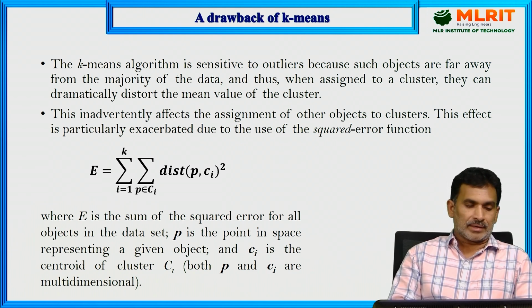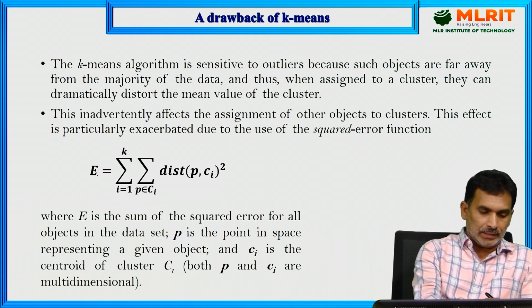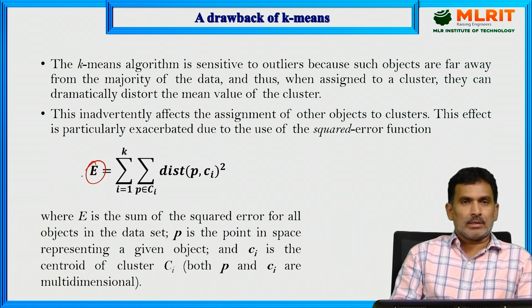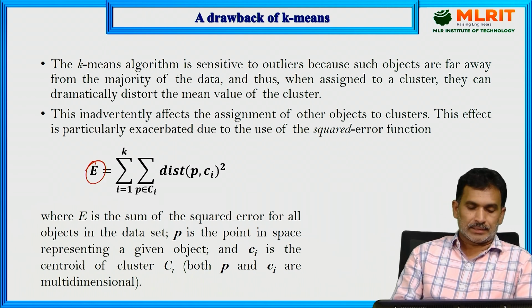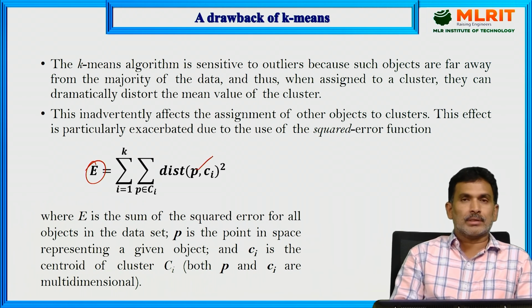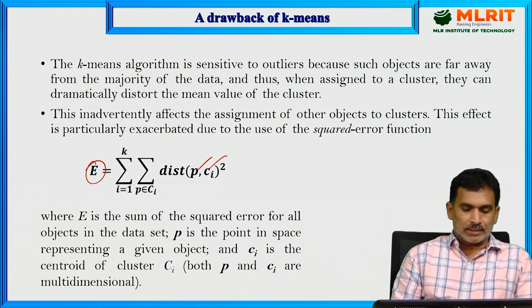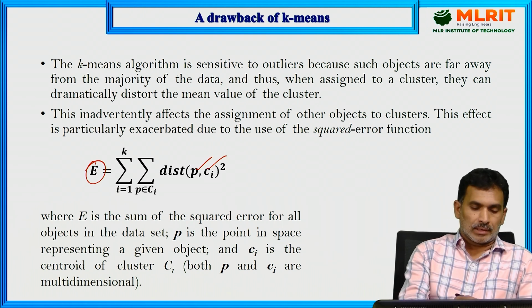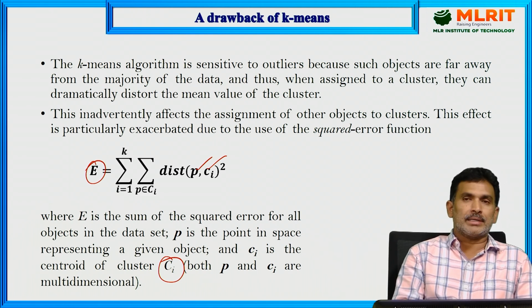This effect is particularly exacerbated due to the use of a squared error function, that is E here, where E is the sum of the squared error for all objects in the data set, P is the point in space representing a given object, and c_i is the centroid of cluster C_i. Both P and c_i are multi-dimensional.